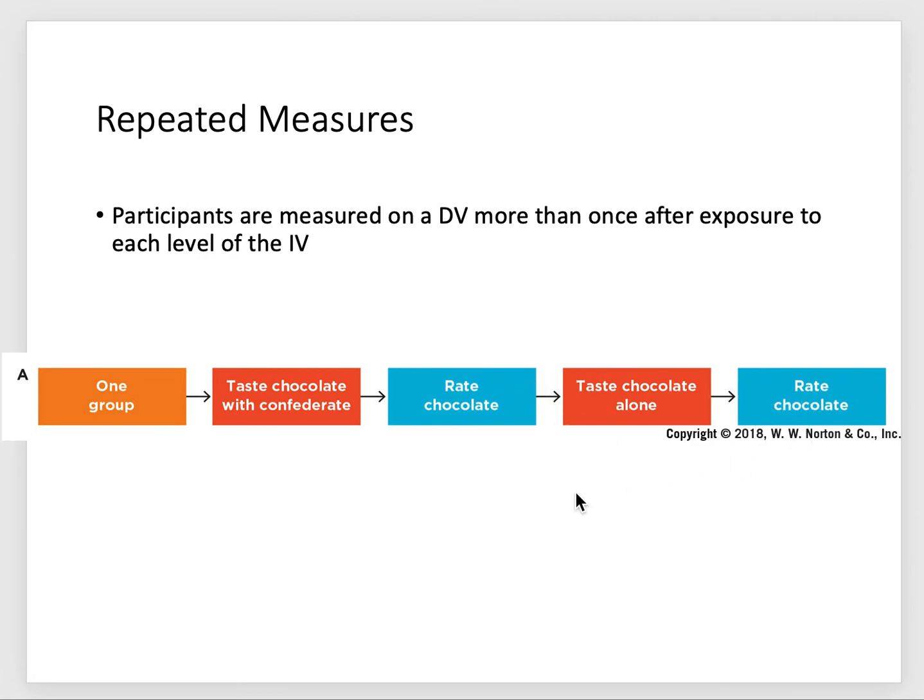Okay, so what the researchers might be trying to determine here is whether or not the ratings between these two times for the same participants were different according to the condition. Did they taste the chocolate alone, or did they taste the chocolate with somebody else who was maybe telling them something about it? Okay, hopefully that makes sense.